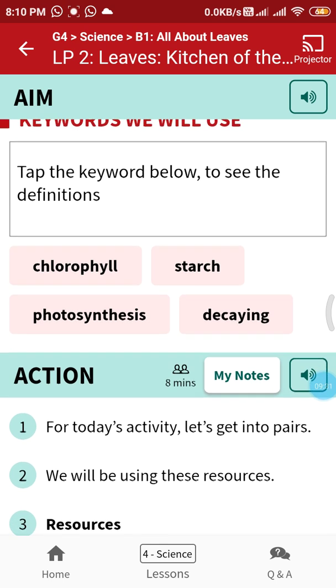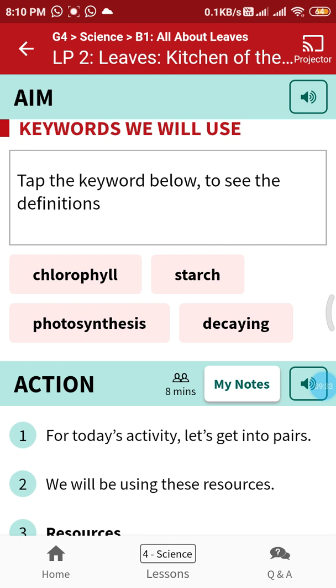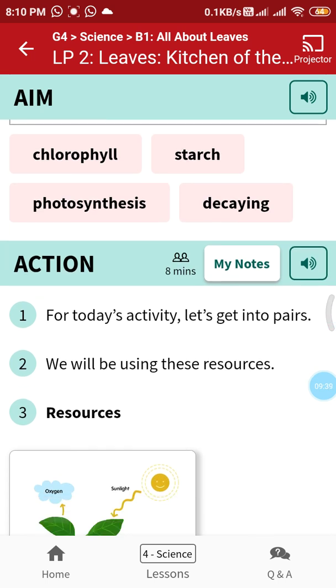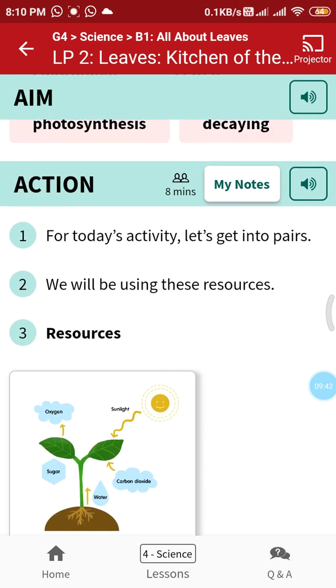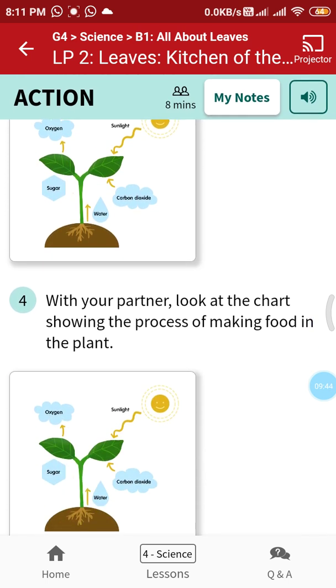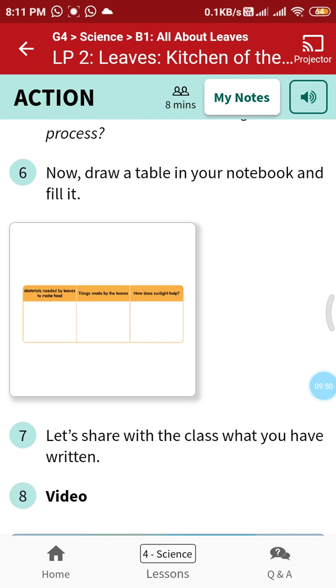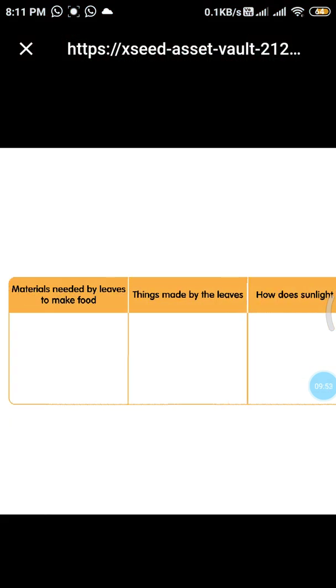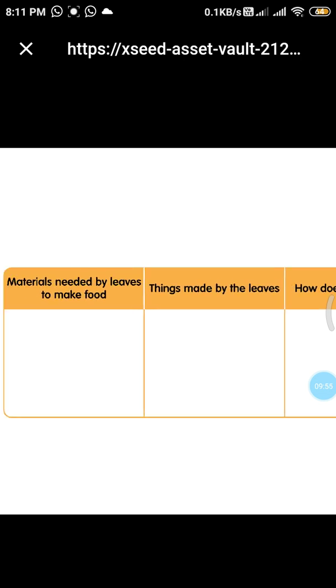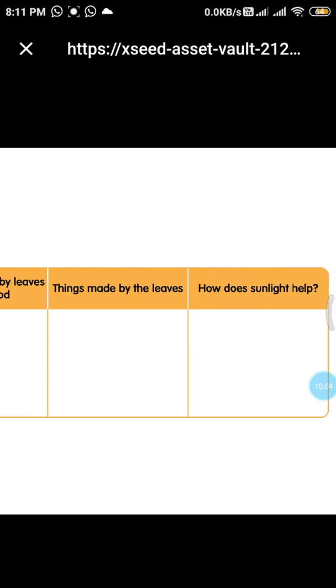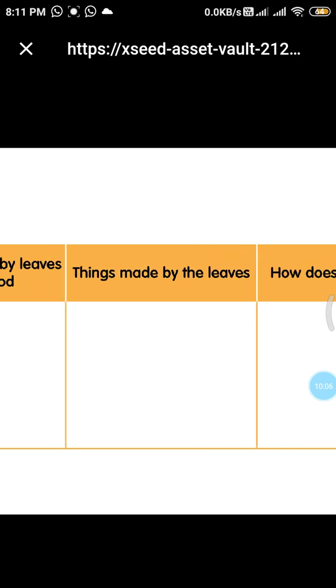So here you can see some keywords, children, like chlorophyll. We'll discuss the keywords later. Today's activity is you just observe the plant and do this tabular column. What has been given in this table, you see: materials needed by the leaves to make food. What materials they are using to prepare food, you write in this box. Things made by the leaves, what actually after photosynthesis the leaves are making, you need to write here.